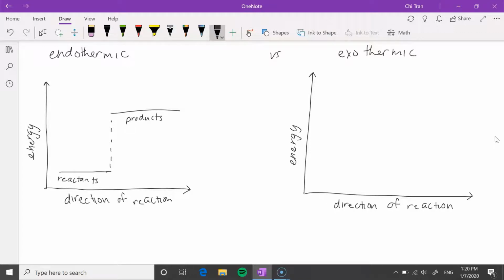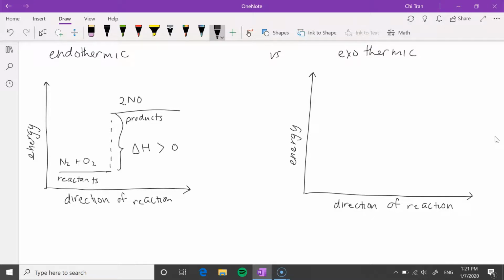And an example of an endothermic reaction is N2 plus O2 to make 2NO molecules. And then the change in energy is the delta H value, and because it's an endothermic reaction, the delta H value would need to be positive, which is greater than 0.